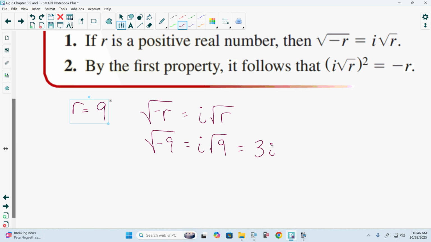And then the opposite is true. By the first property, it follows that if we square 3i, we will get back to negative 9. All it says is that we can take the square root of a negative number and get a value with i. That's all that's saying.